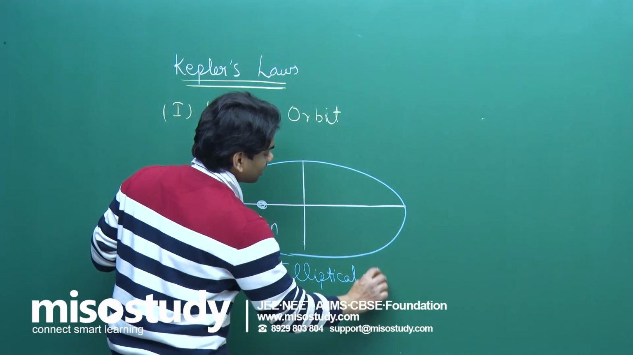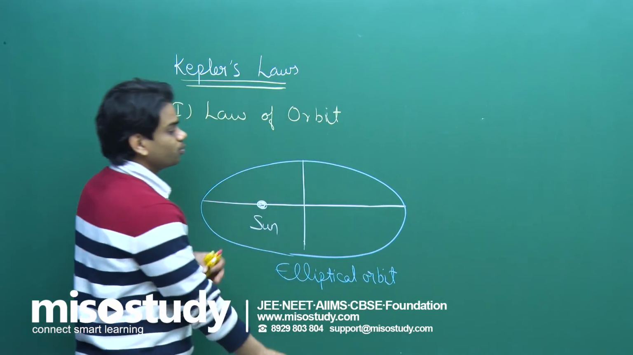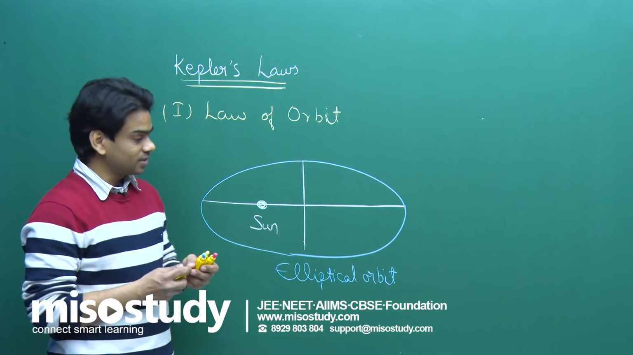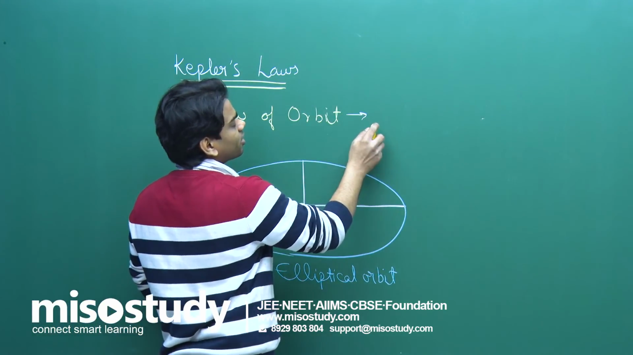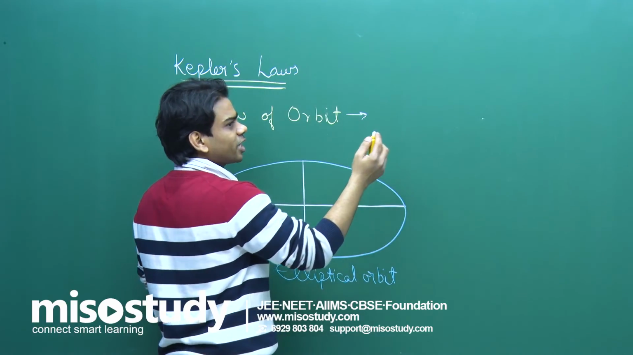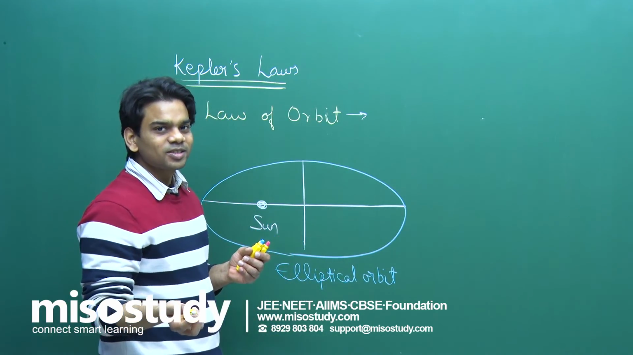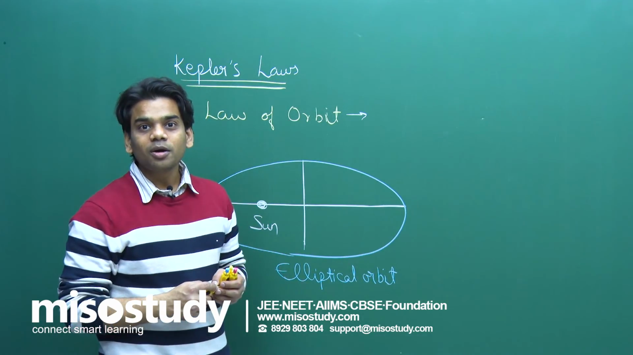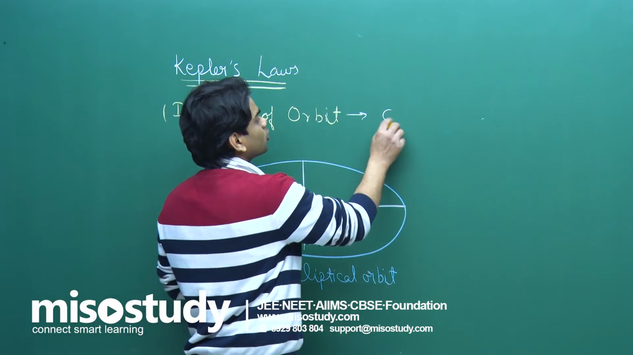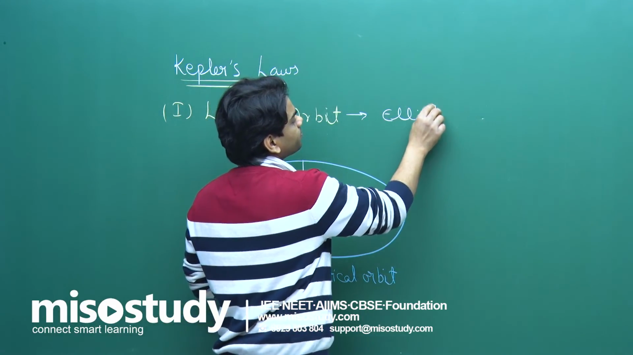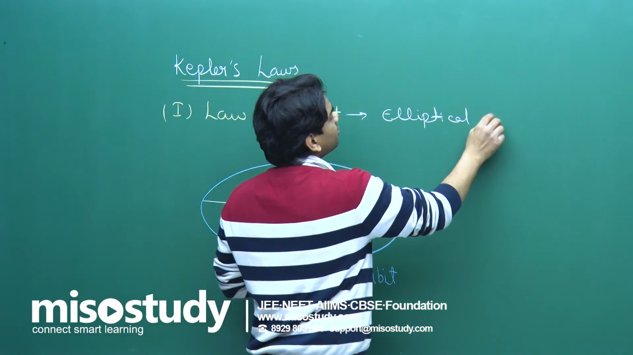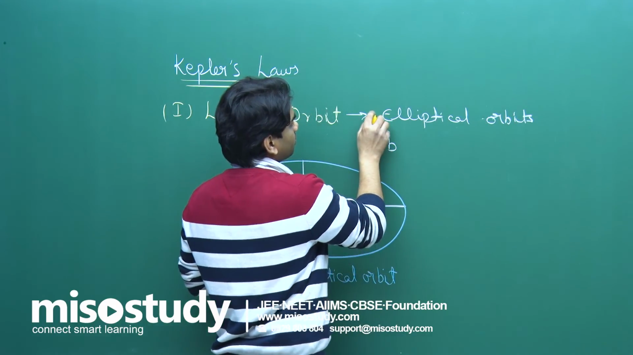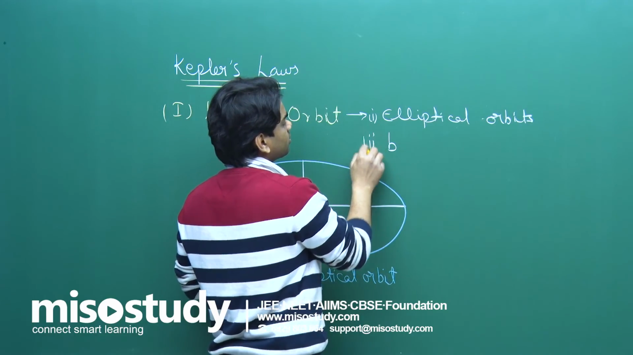So Kepler said that every planet is moving in an elliptical orbit and these orbits are bounded orbits. Every planet revolves in an elliptical orbit. You can take down this statement: every planet moves around the sun in an elliptical orbit and these orbits are bounded orbits. So elliptical orbit is one point, and bounded orbits is the second.